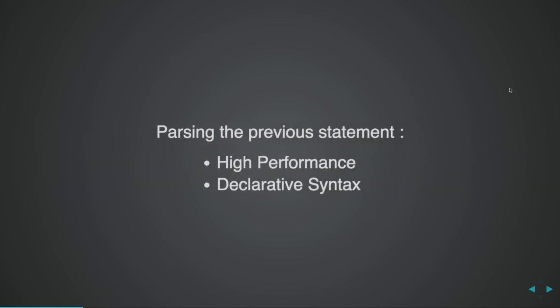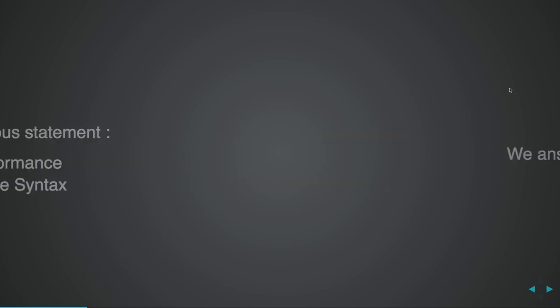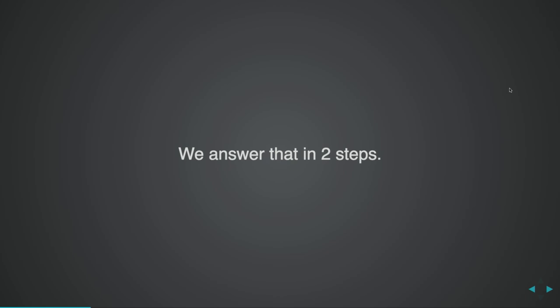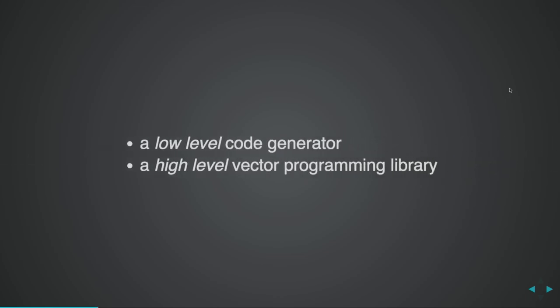If I parse it out, it basically means that I want to emit high performance vector code, but at the same time, I don't want to compromise on the declarative syntax of Haskell. So to do that, to keep the declarative syntax of any functional language, we need two things. We need a code generator. We make sure that the code generator is capable of emitting vector code.